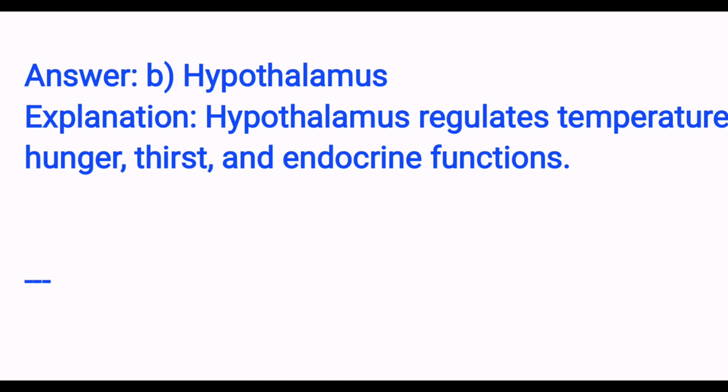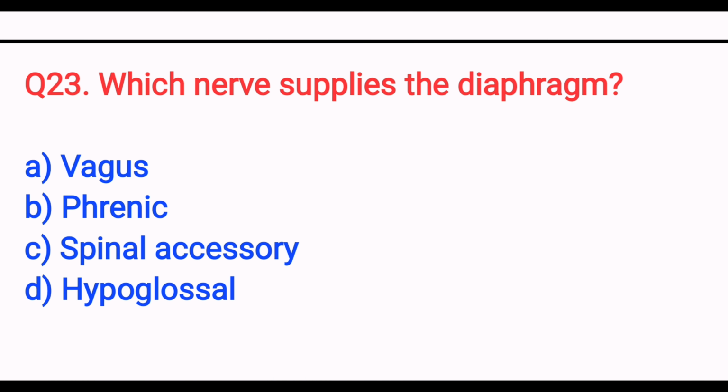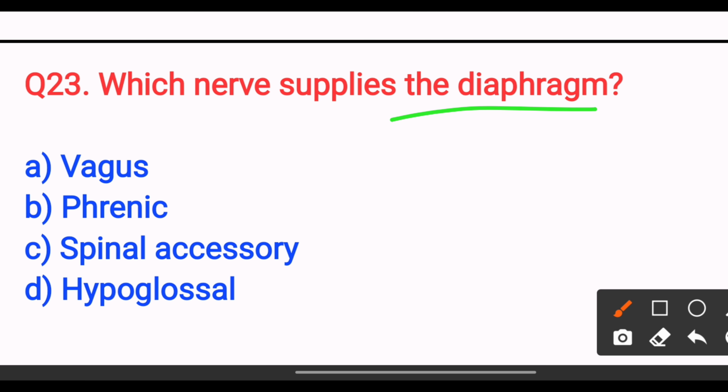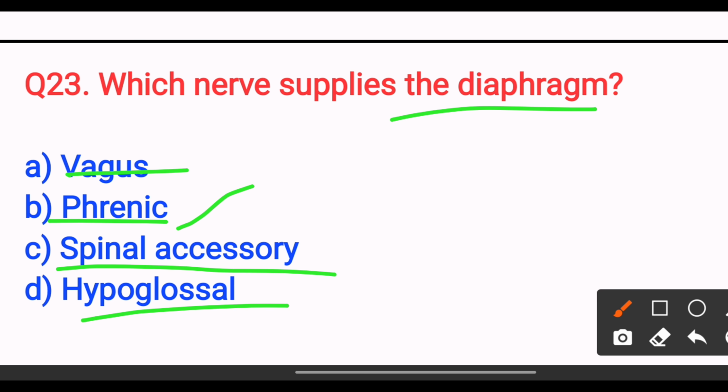Next, which nerve supplies the diaphragm? Option A, vagus nerve. Option B, phrenic nerve. Option C, spinal accessory nerve. Option D, hypoglossal. The answer is option B, phrenic nerve. Phrenic nerve, C3 to C5, controls the diaphragm contraction for breathing.